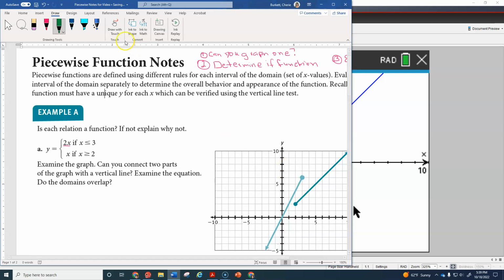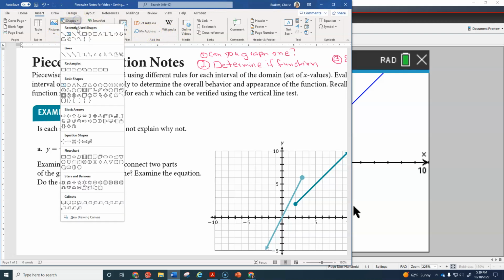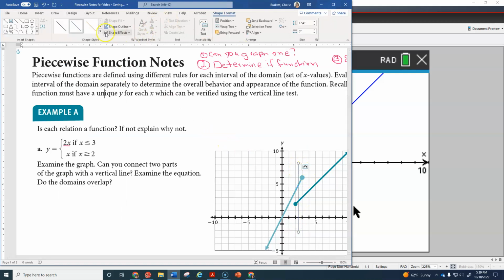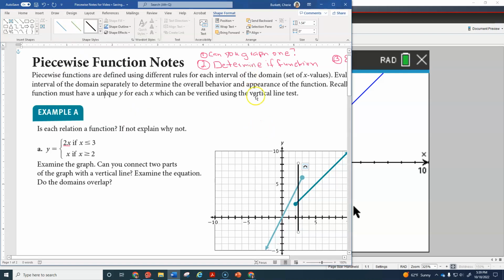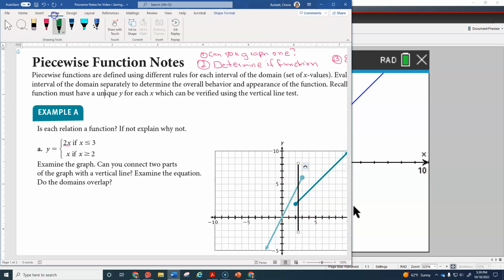I can do that better if I insert a shape. And let's let the shape be just a line. So I'm going to insert a vertical line. So there we see I put a vertical line in there. That vertical line intersects this graph in two places. It intersects it right here and right here.